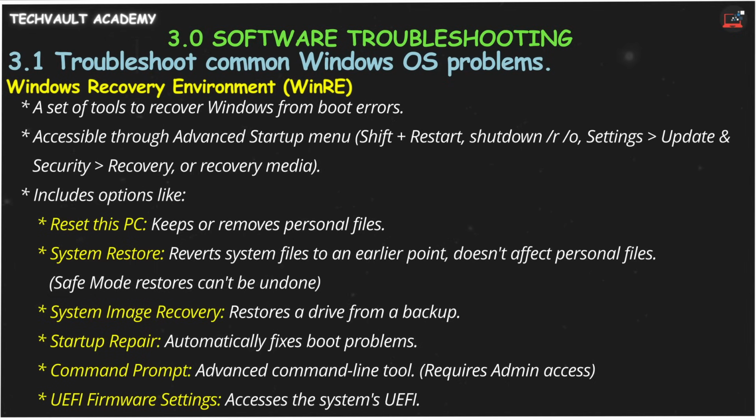Includes options like Reset this PC, which keeps or removes personal files. System Restore: revert system files to an earlier point, doesn't affect personal files, safe mode restores can't be undone. System image recovery: restores a drive from a backup. Startup repair: automatically fixes boot problems. Command prompt: advanced command line tool, requires admin access. UEFI firmware settings: accesses the system's UEFI.